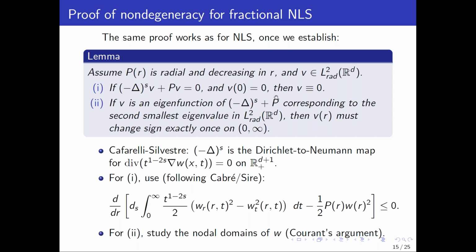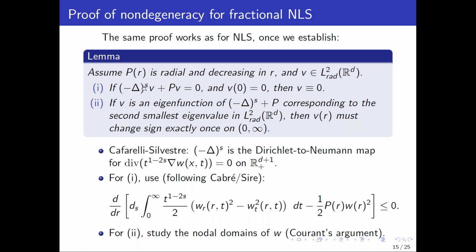And another point where the analysis differs from the local case is this first statement here, which is totally obvious when you're talking about S equals 1. It just says if you have a solution of this linear equation with 0 initial data, which is radial, remember radial means that the derivative at 0 is equal to 0, then the solution must be 0.